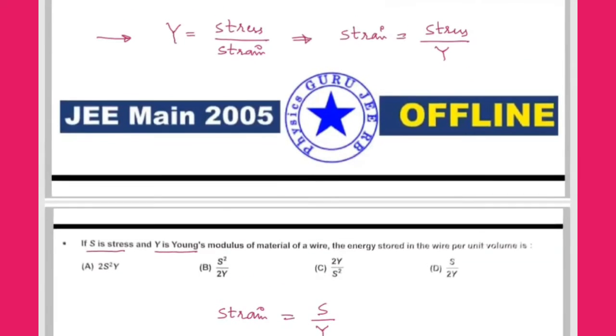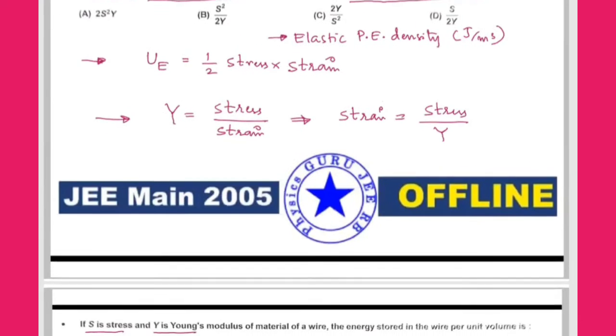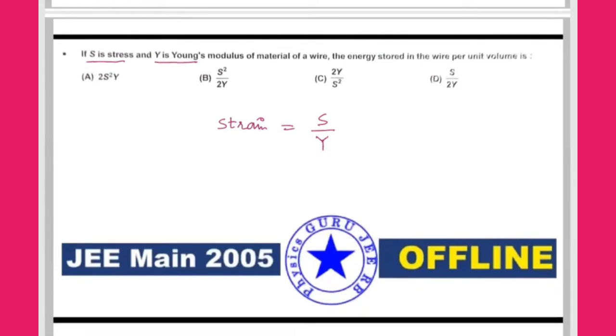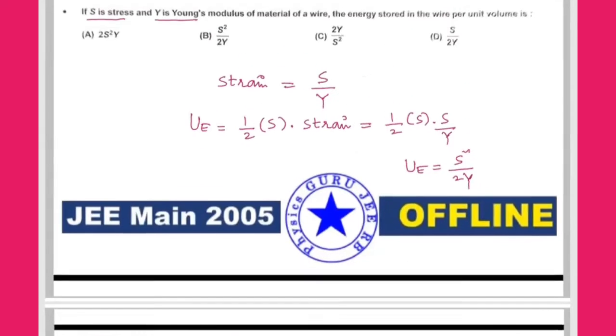What we require is energy density. So energy density is half into stress into strain. Stress is nothing but S, and strain is nothing but S by Y. Now energy density UE is equal to S square divided by 2Y. Hope this is clear. S square divided by 2Y.